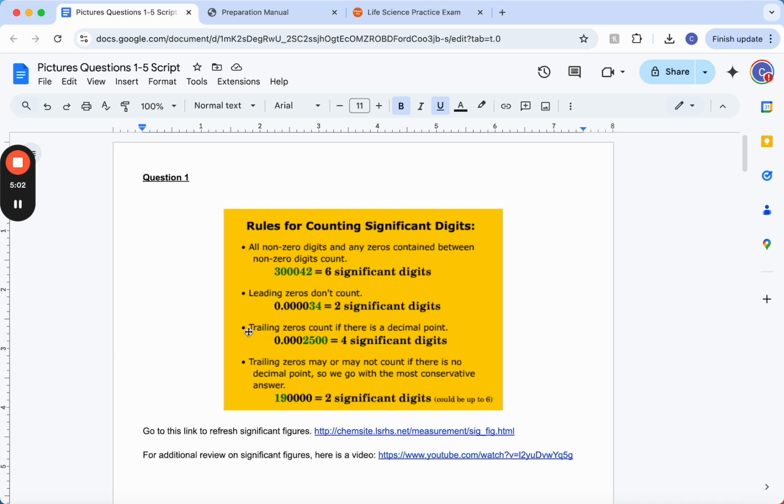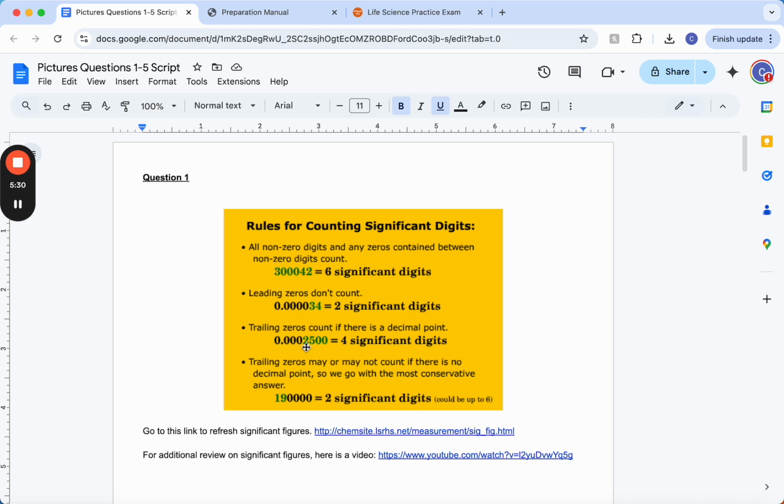So the third rule says trailing zeros count if there is a decimal point. So in this case, our number here is 0 decimal. So in that case, all of the trailing zeros are going to be significant. So the 2 and the 5, obviously, because those are non-zero, and then the 2 trailing the 5 are significant here because there is a decimal point.